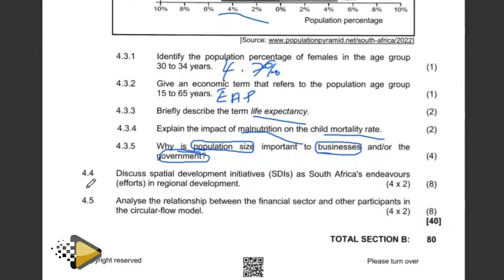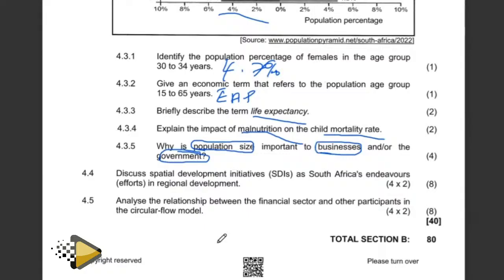So let's check 4.4. Discuss a special development initiative that shows South Africa and Cuba's efforts in regional development. If you check, South Africa has the potential of exporting more manufactured goods and services to other countries. That is why it is advisable for South Africa to always channel most of its money, assets and resources towards the improvement of the industries, or towards the improvement of the secondary sector.